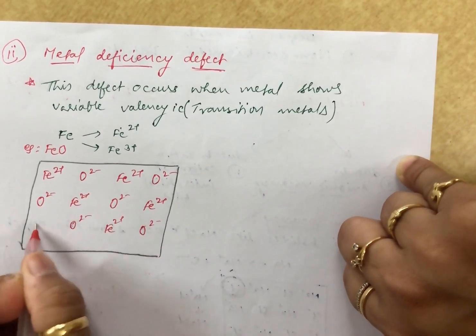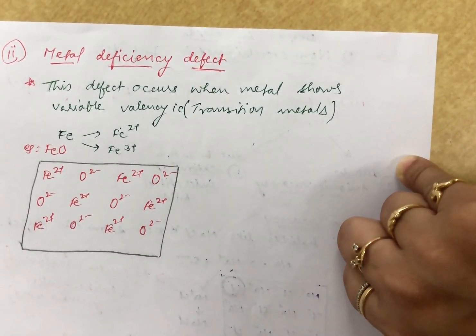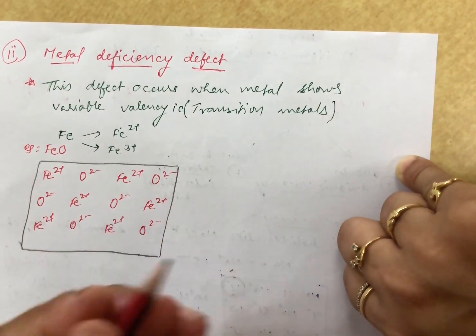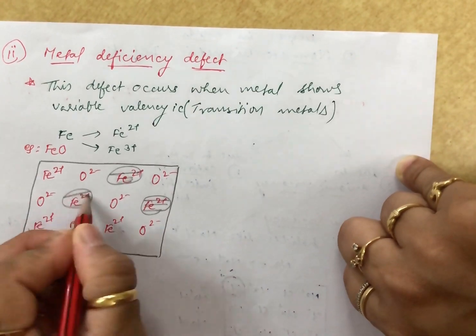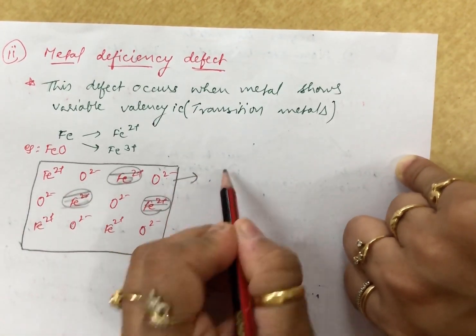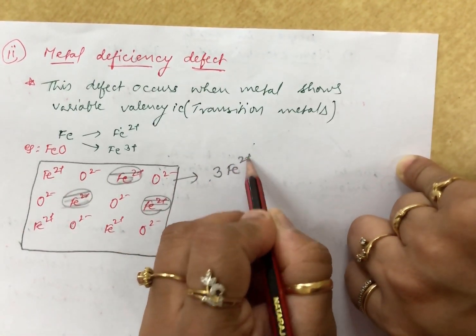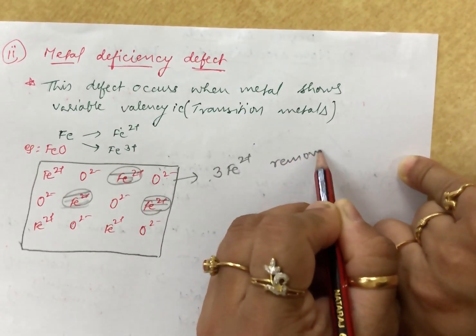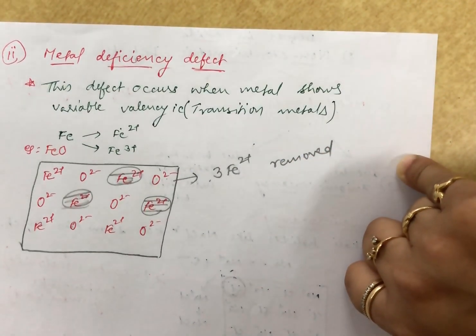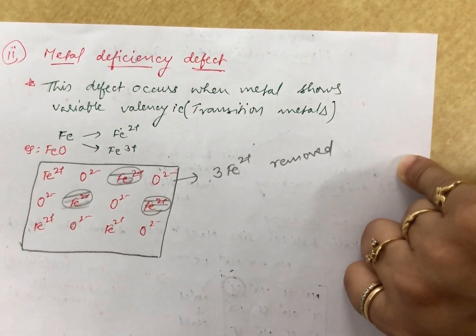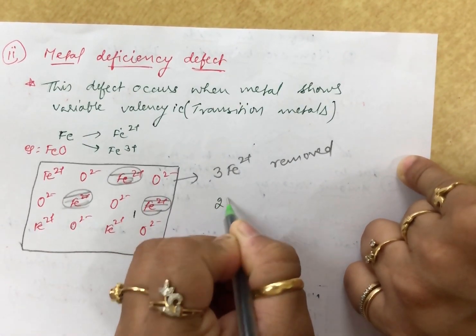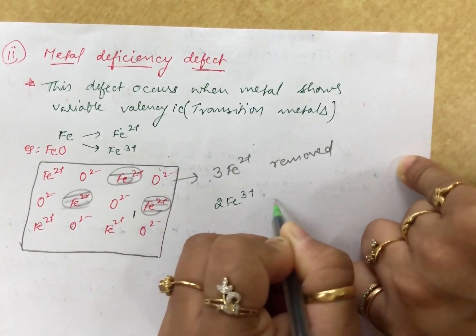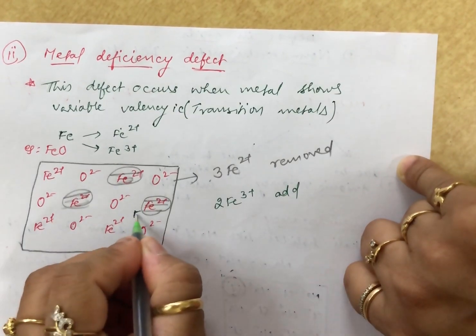Okay, your cation here will be missing. Suppose you are missing these three cations, that is Fe2+, 1, 2, and 3. So 3 Fe2+ removed. But you need to maintain the electrical neutrality, students. So what we will do here is add 2 Fe3+.